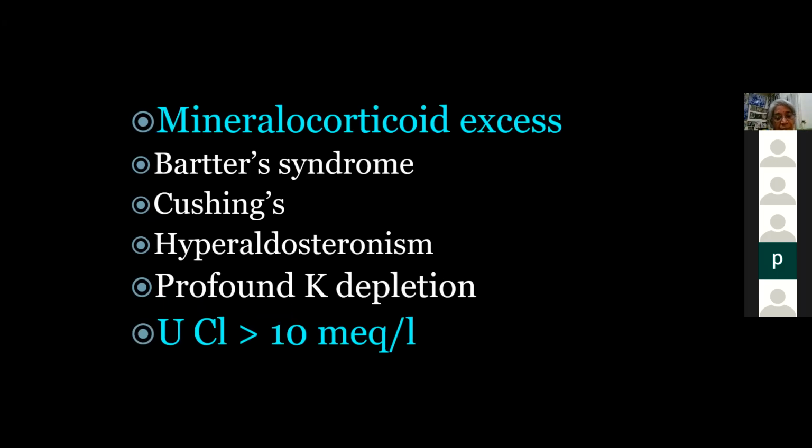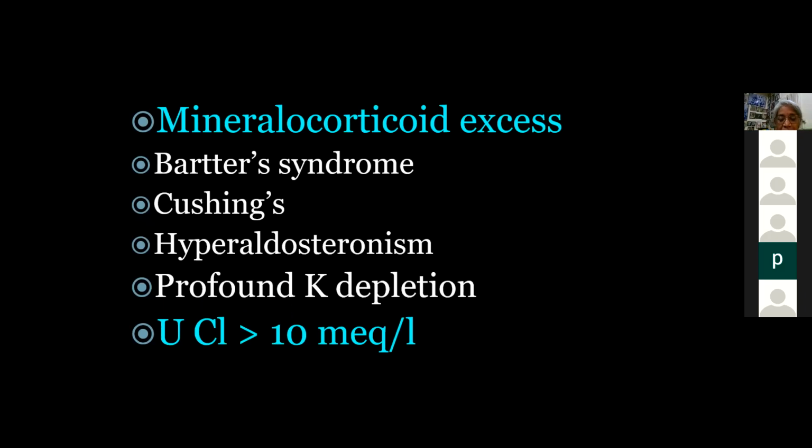As opposed to that, when you have a renal cause, you will always get a history of polyuria, and your urine chloride will be more than 10 milliequivalents per liter. And the most common one which you see is Bartter syndrome. I mean, rare compared to vomiting, etc. But amongst the renal, Bartter syndrome and the other situations where you have aldosterone excess, like Cushing's or pure hyperaldosteronism.